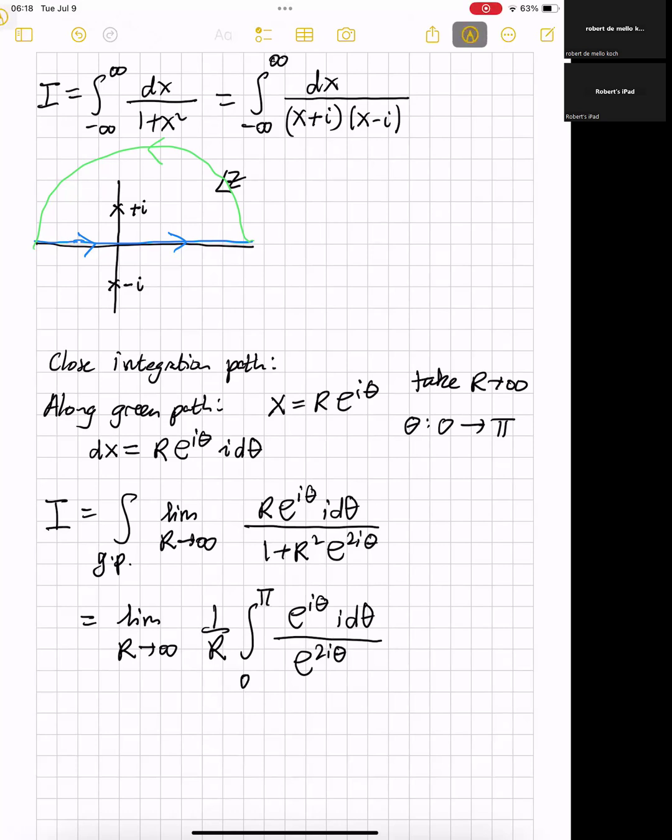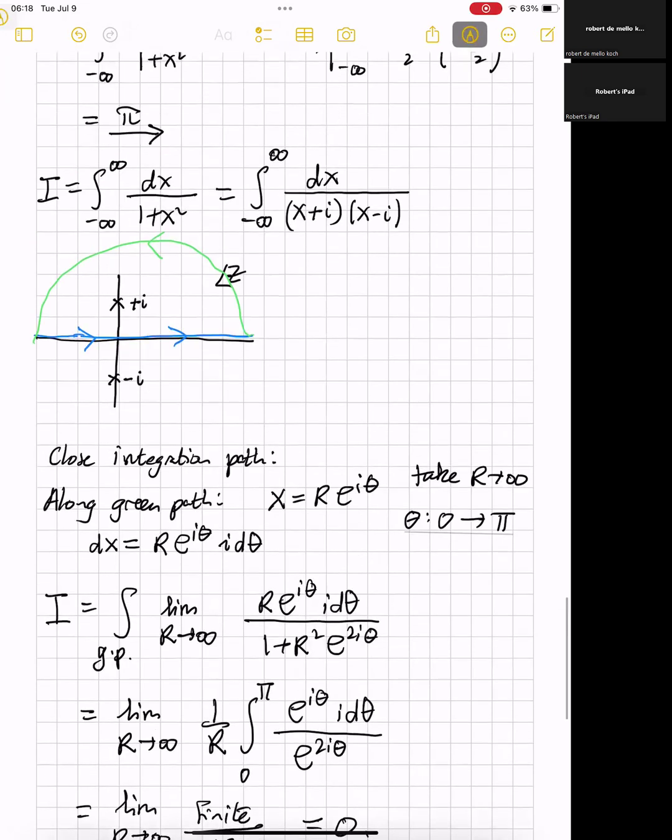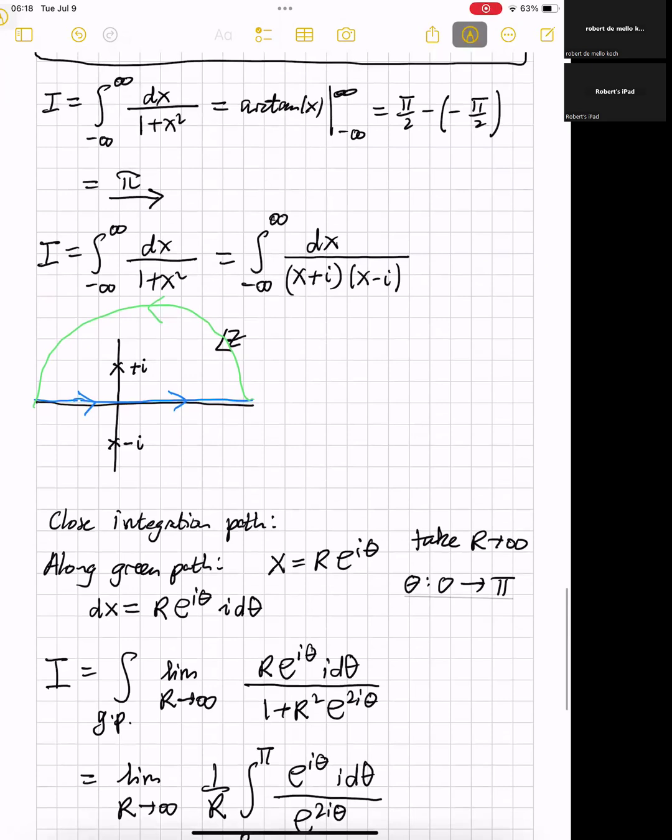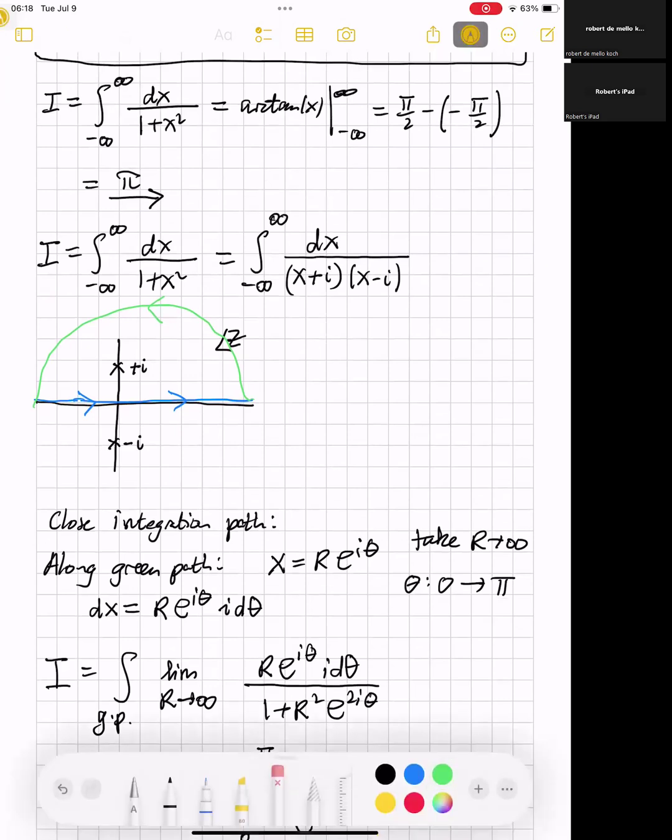Well, that integral over theta, whatever it is, is some finite number. So we've got some finite number divided by r, and we're taking the limit that r goes to infinity. So we've got the limit that r goes to infinity of some finite number over r. Well, that's obviously 0. So actually, the green path contributes nothing. So instead of performing the integral over the blue path, we can just as easily do the integral over this new path, C. And because the contribution from the path at infinity vanished, what we just checked, this is still an equality.